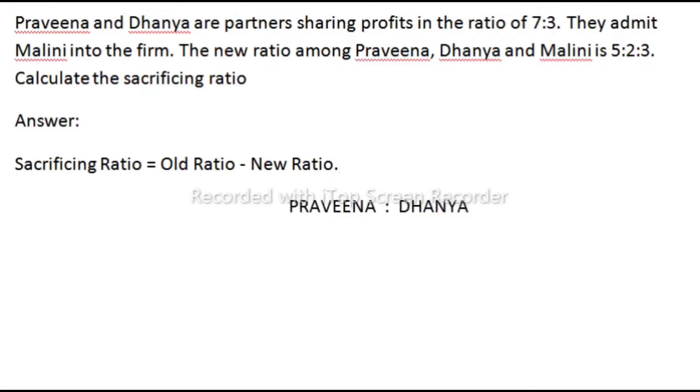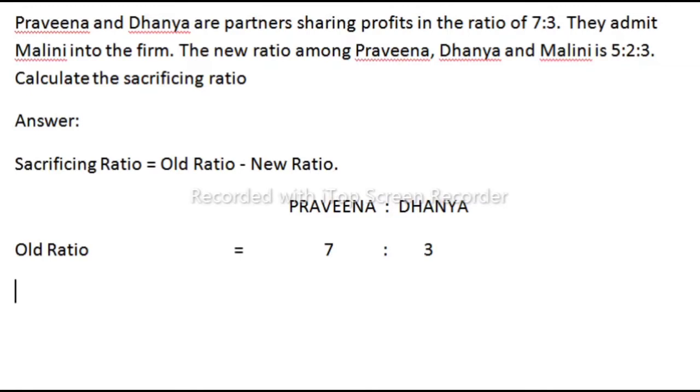So there are two ways of doing this sum, that is take the partner's name separately and do it, or in the ratio itself we can do the sum. So I've written out Praveena and Danya, and using this as a base I'm going to do the sum. The first step is I'm going to write down what all they have given for Praveena and Danya. The first thing they've given in the sum is the old ratio of the partners, which is 7:3.